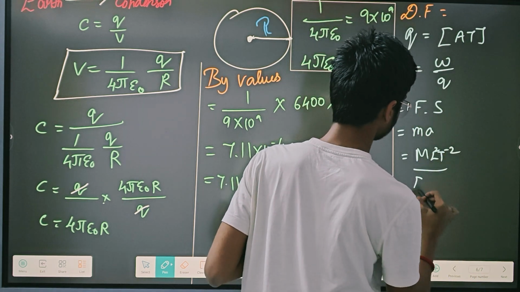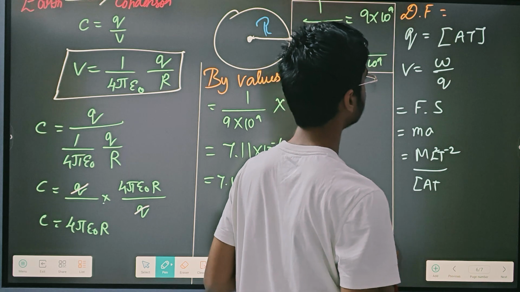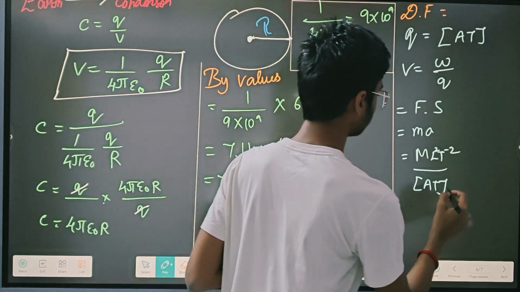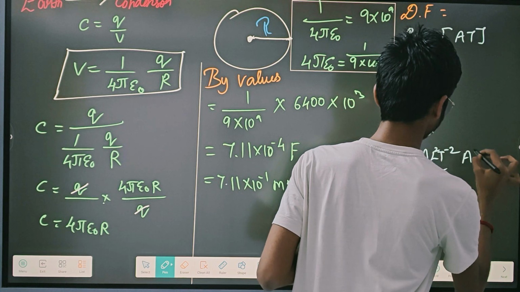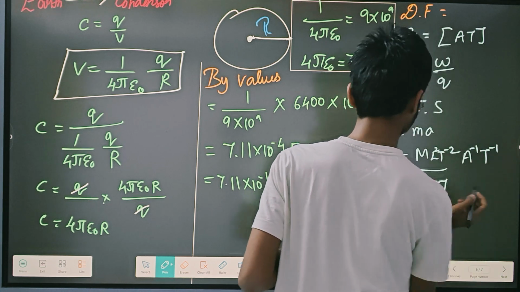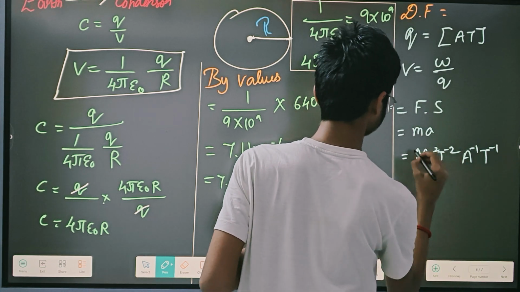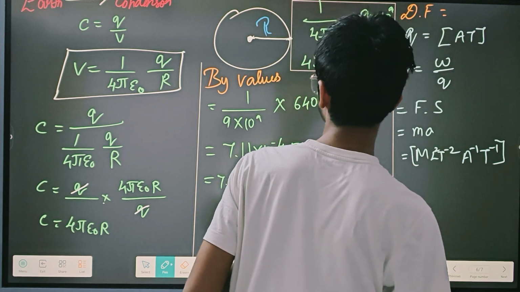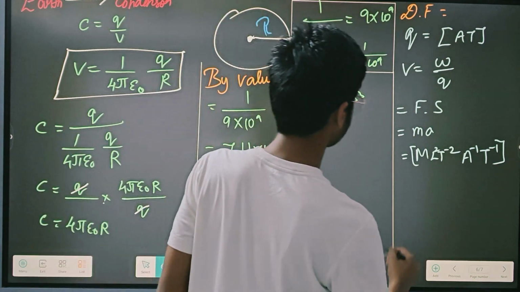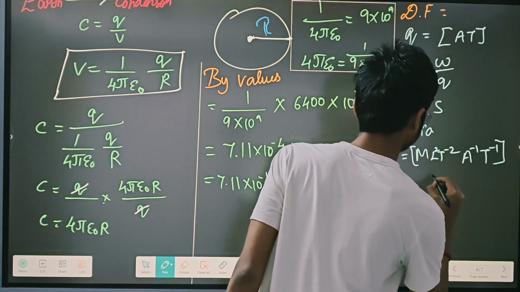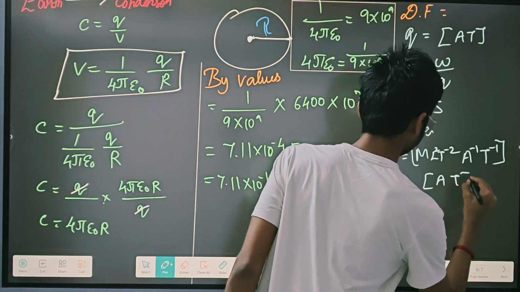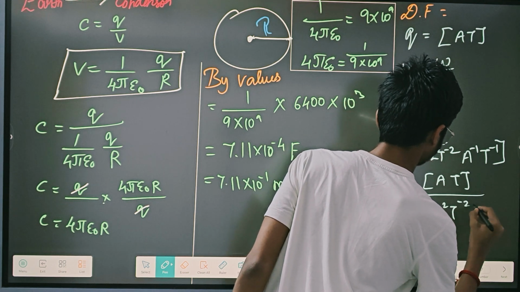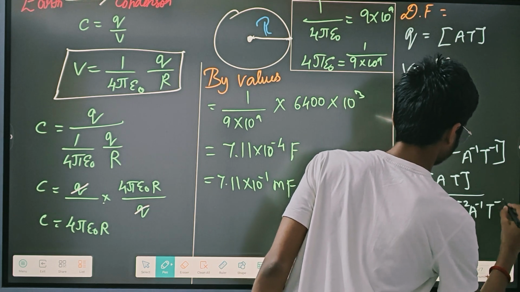So for charge it will be AT. You can keep it just like this, or I will write this as A power minus 1 T power minus 1. Okay, so for voltage we have got this, for charge also we know, and we have the formula. So you can easily put it as AT whole divided by m L2 T power minus 2 A power minus 1 T power minus 1.